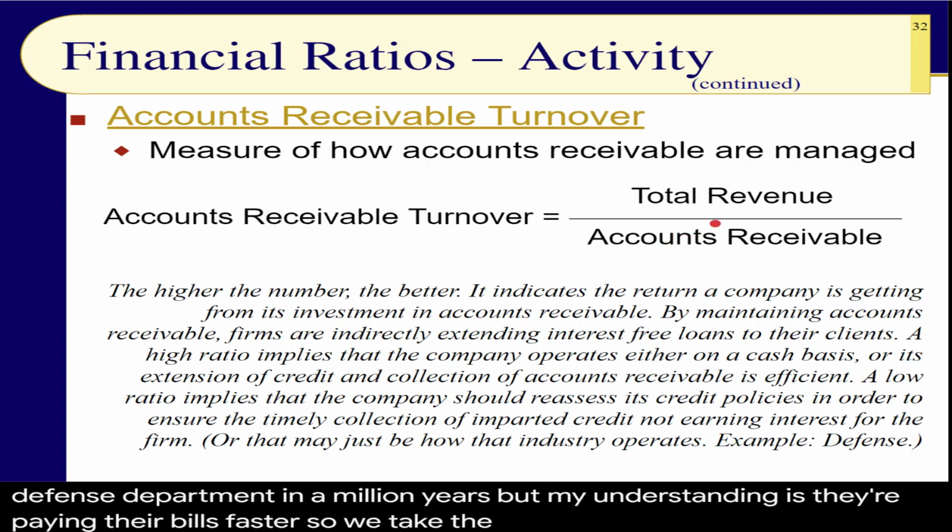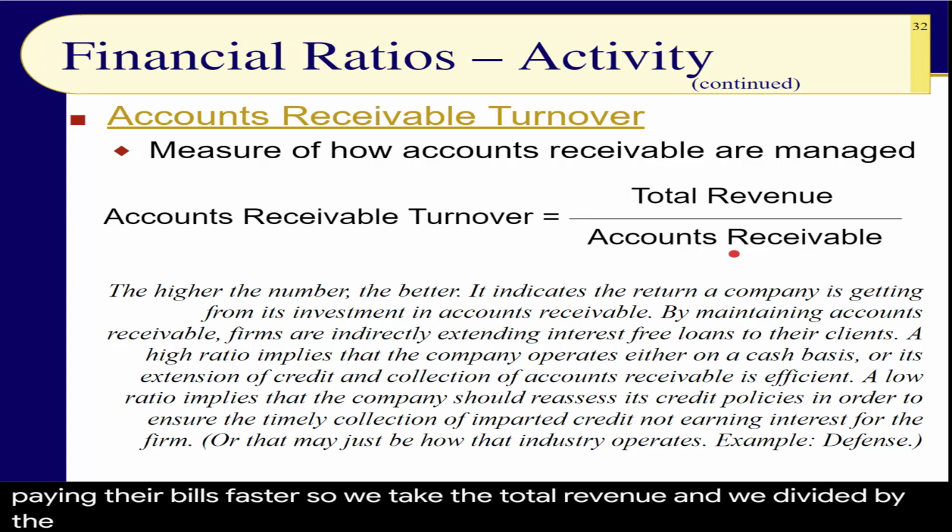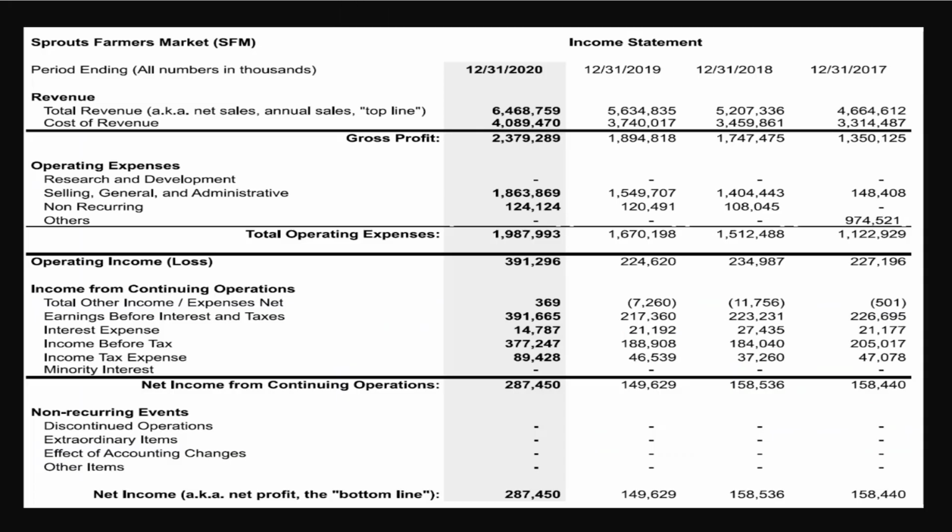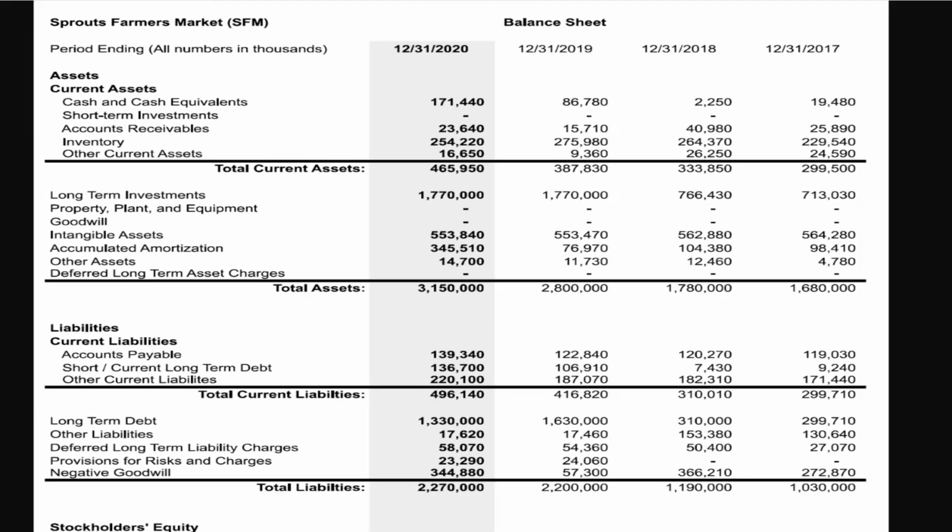So we take the total revenue and we divide it by the accounts receivable. Well, if we go to the total revenue, that's on the income statement. Total revenue of $6,468,759,000. And we divide that by the accounts receivable of $23,640,000. You see, Sprouts mostly has people pay them when you go in the store. You get a number, 273.636.